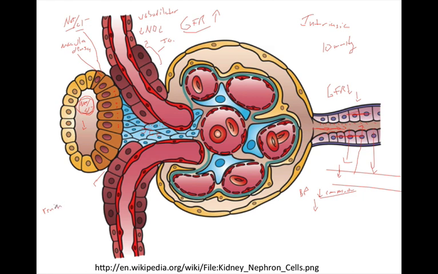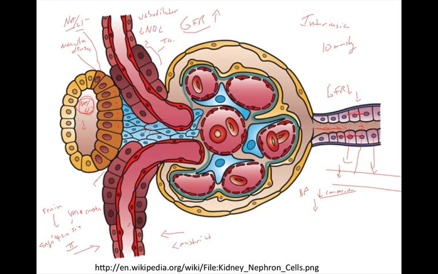Renin is an enzyme that creates a small cascade of chemical reactions that ultimately creates the formation of a hormone called angiotensin 2. Angiotensin 2 is a very potent vasoconstrictor. Angiotensin 2 especially targets the efferent arteriole, which causes the efferent arteriole to constrict.